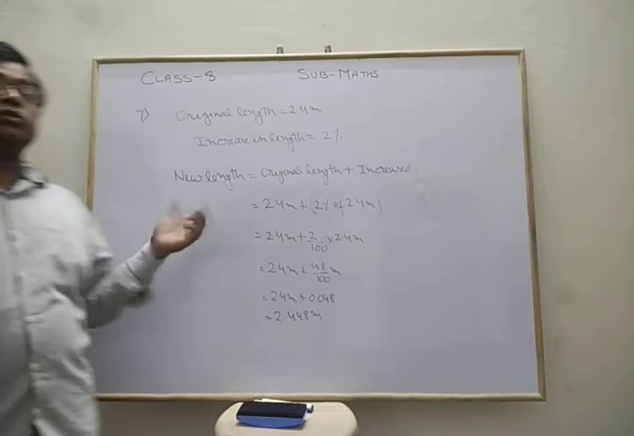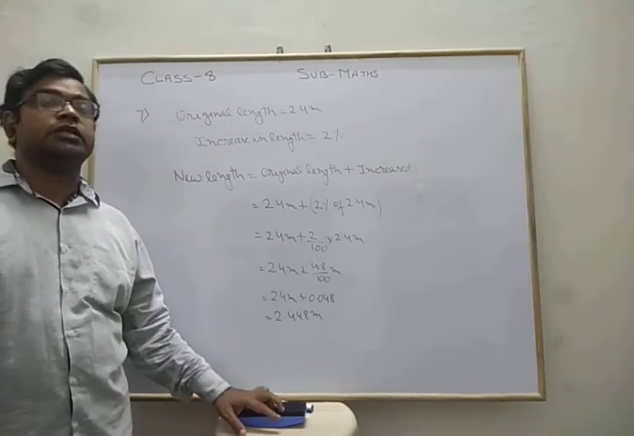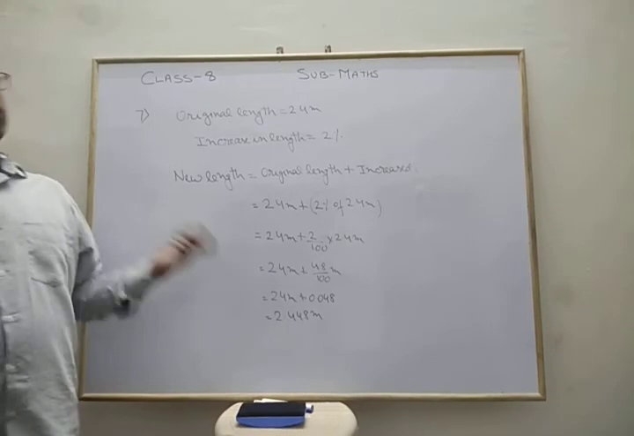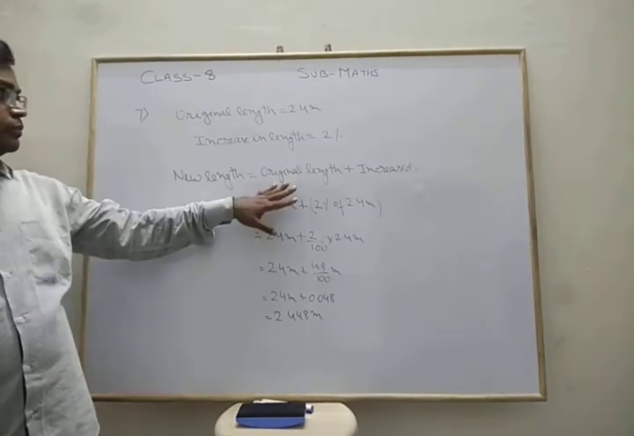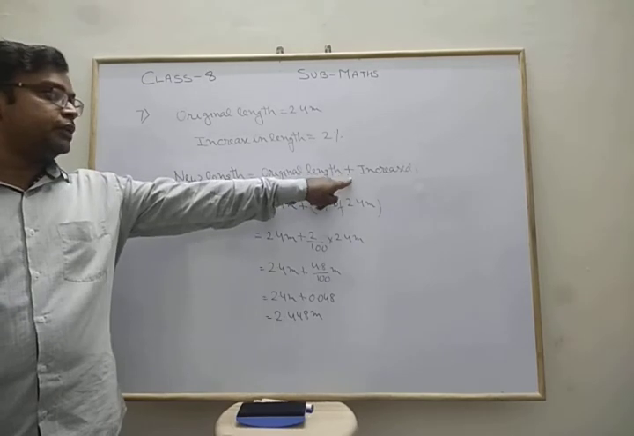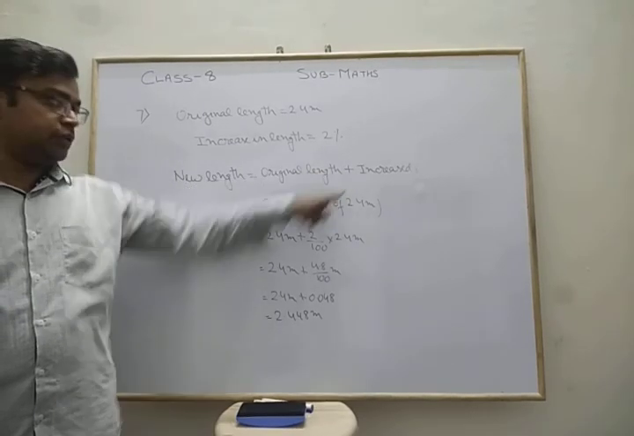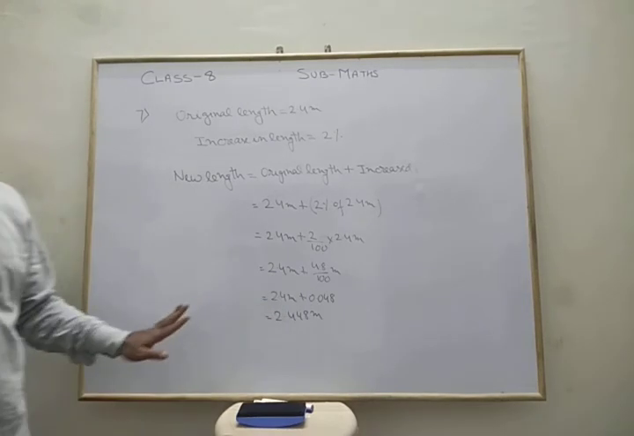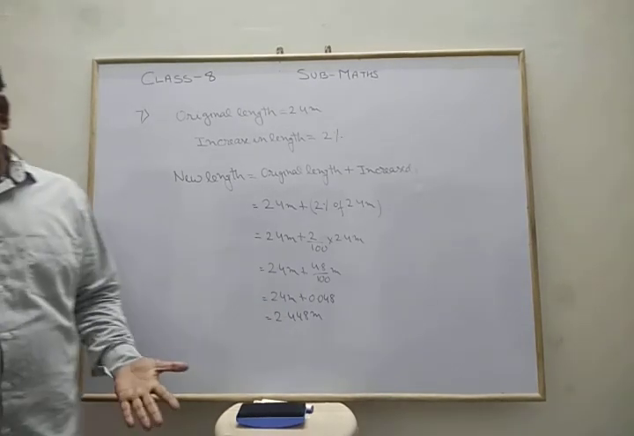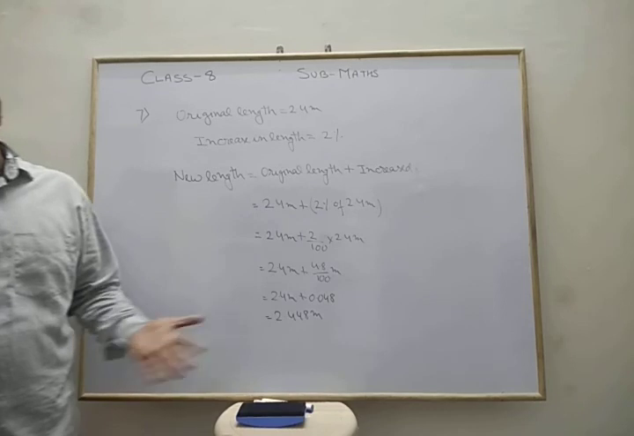If in some other question it says there is a decrease, how do we solve it? The concept is almost the same, but in case of decrease we use a minus sign over here. So 7 and 8 are almost similar. You can solve them. Now move to the next question.